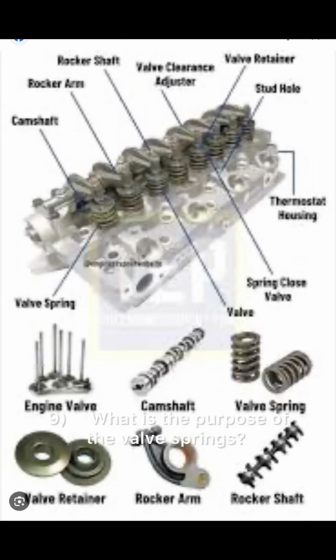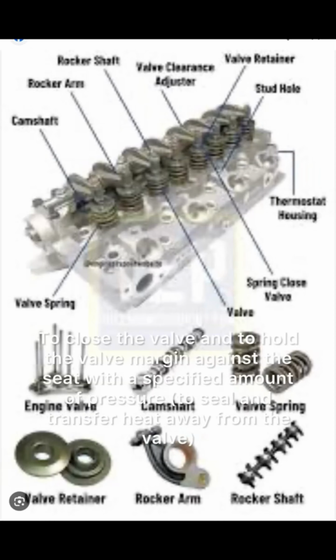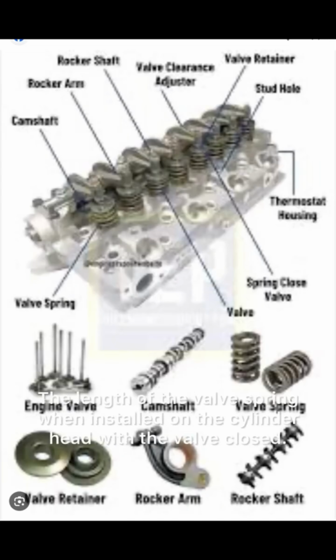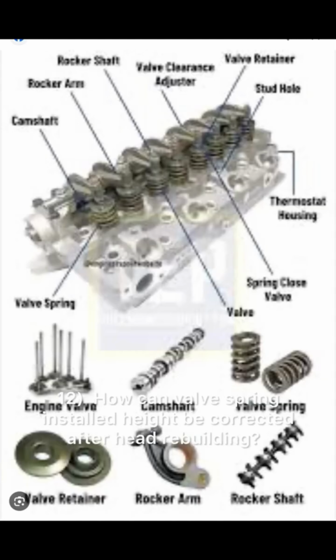9. What is the purpose of the valve springs? To close the valve and to hold the valve margin against the seat with a specified amount of pressure. To seal and transfer heat away from the valve. 10. What is a damper coil used for? To dampen valve spring oscillations at higher engine speeds. Helps prevent valve float. 11. What is valve spring installed height? The length of the valve spring when installed on the cylinder head, with the valve closed. 12. How can valve spring installed height be corrected after head rebuilding?